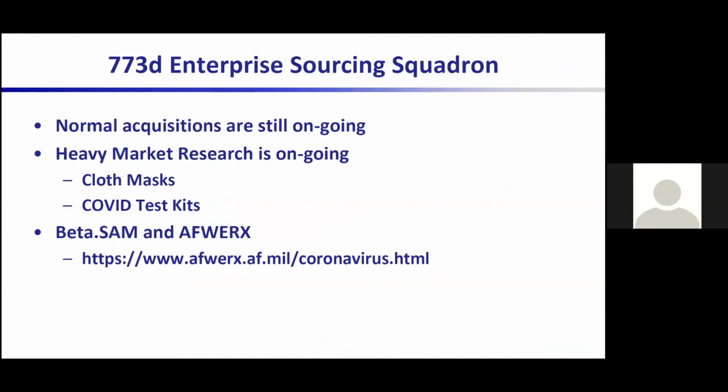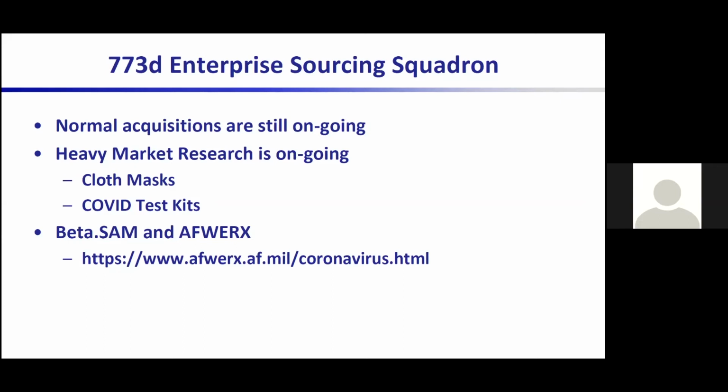So just so everybody knows, our normal acquisitions are still going on. Granted, they may be from the couch of our houses, but we are still pressing on with all of our normal acquisitions. As you can imagine, we have a lot of heavy market research going on. Currently, we are looking to award very quickly a contract to order cloth masks. Now, it's important that I stress that as the Air Force is reaching out to do this, we are not stockpiling these things. These things are going to be the minimal required, and we will not be looking for N95 masks so that we can continue to provide those to the medical community. So these are just for cloth masks, and that's going to be a very rapid moving requirement.